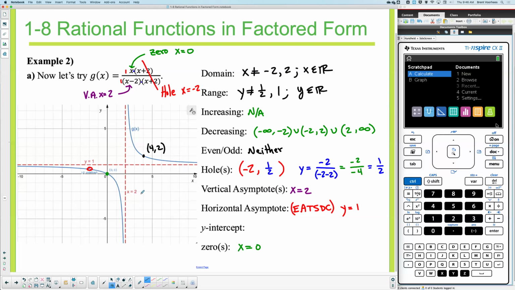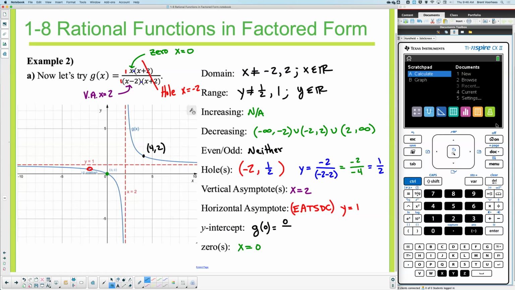Finally, the y-intercept. We can see from here, what is the y-intercept? 0. The way you would get that is you plug 0 into the equation, okay? I don't think I mentioned that earlier. What you would do is you plug 0 in.